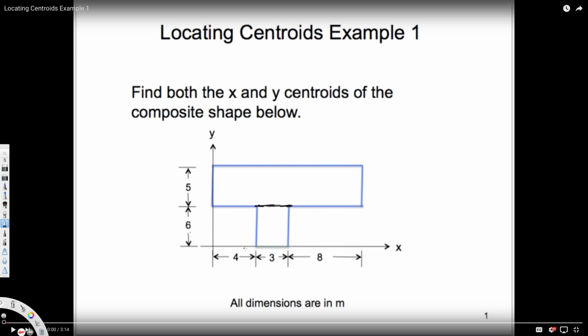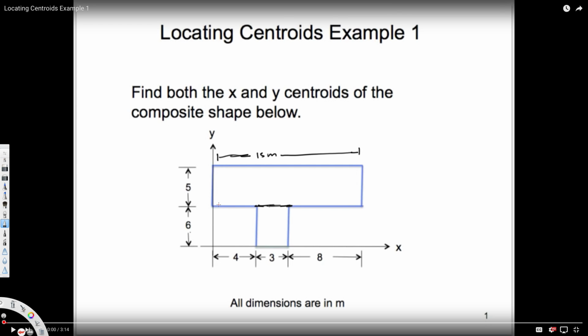The total distance is going to be 4 plus 3 plus 8, which is 7 plus 8, therefore it's going to be 15 meters right here. And this height is given as 6 meters, and that's all we need to know. Now from this I can find the centroid.